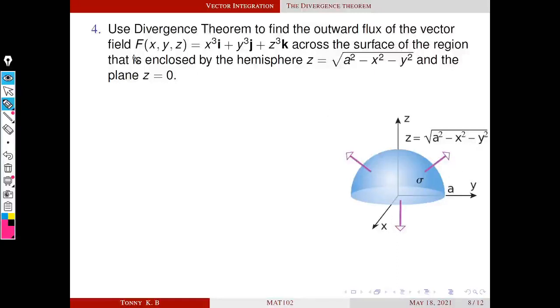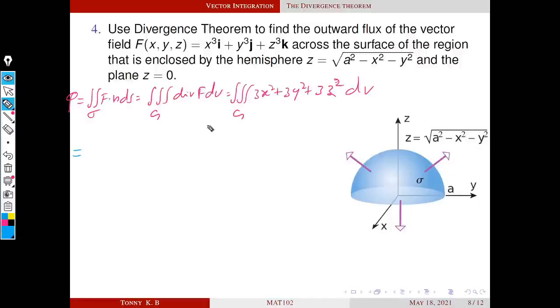Then we know how to evaluate the flux using the divergence theorem. Phi is equal to this, and this is equal to the divergence. And what is the divergence? That is 3x square plus 3y square plus 3z square. This is our divergence. Then how to evaluate this triple integral? Because we have to integrate over G. What is G? G is the solid hemisphere.